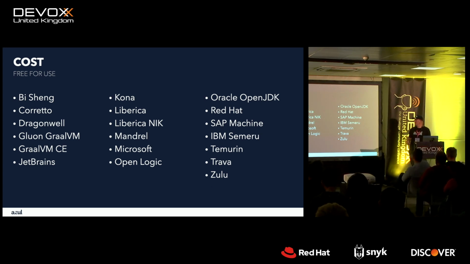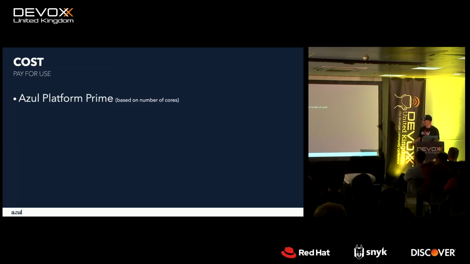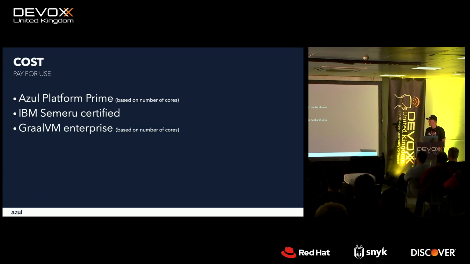And of course, there's also stuff that is not for free, where you have to pay, and there's a reason for it. First of all, it's one of our own JVMs, which is called Platform Prime. And I will give you some information later on what the differences are, but you have to pay for that one. And the costs are based on the number of vCores in the end. Then there's IBM Semeru. I told you the reason, because they have to pay for the TCK. So you have to pay for that. Then there's GraalVM Enterprise, and you also have to pay for the number of cores. And there's Oracle JDK, which you have to pay for. This is the Oracle Java SE subscription model.